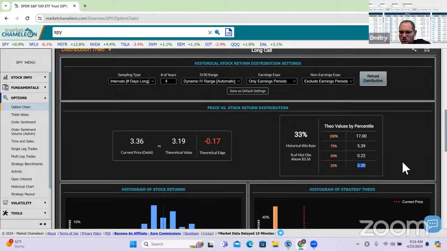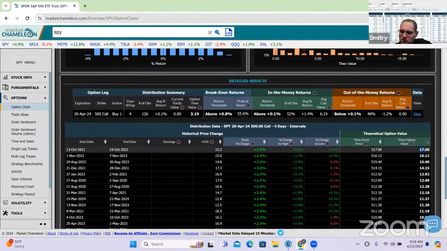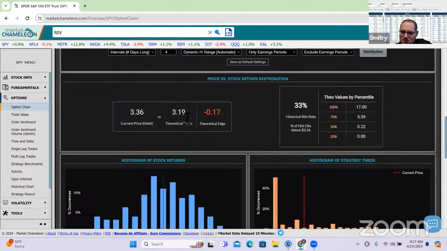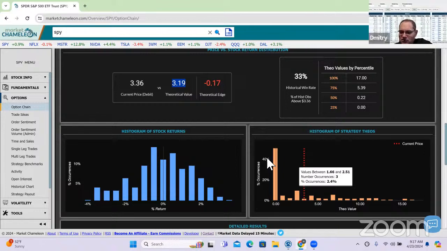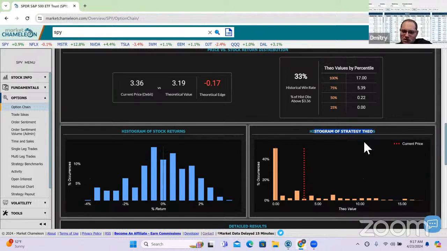So now we have a picture, okay, on average, if we took the average of all our end values, right, all of these end values, those $3.19. But how was that distributed? So here are all the values, a histogram of theoretical values, how these were distributed. And you could see here's the red line. So this is where the market is right now, $3.36.